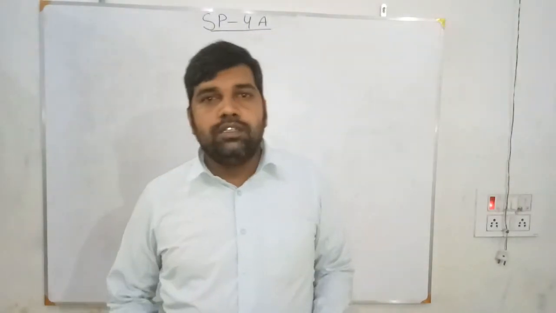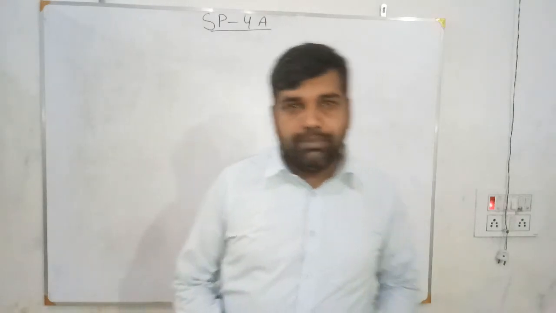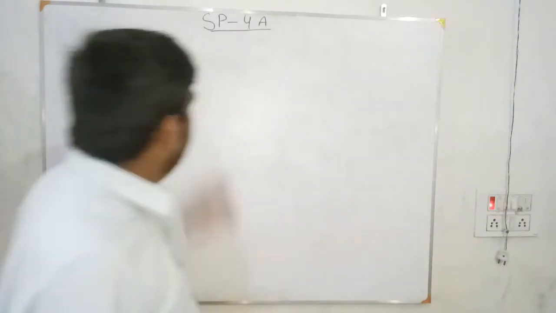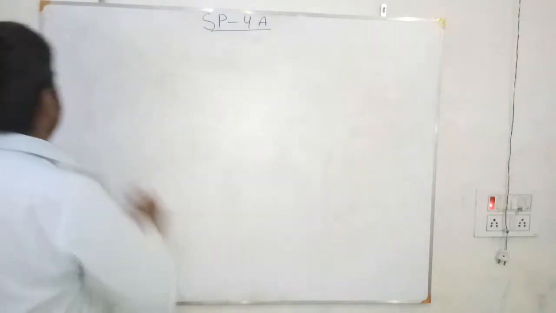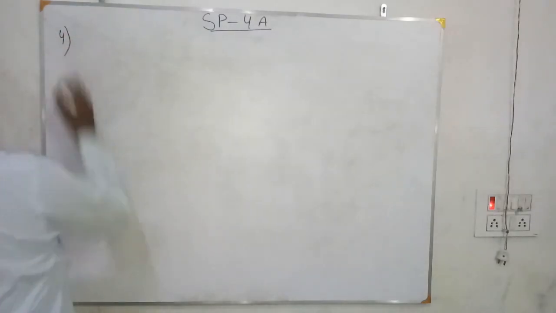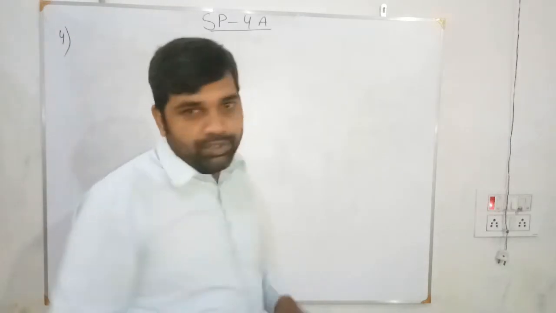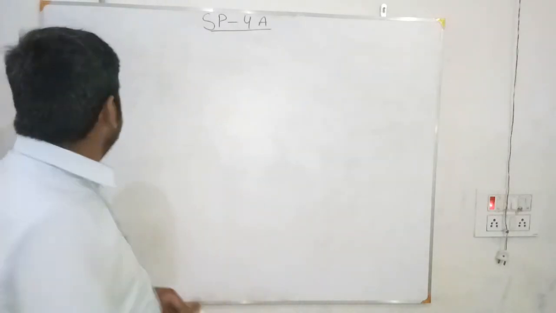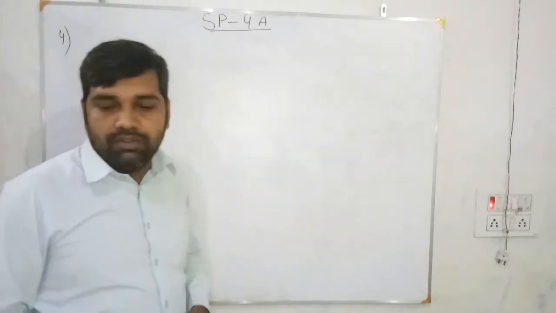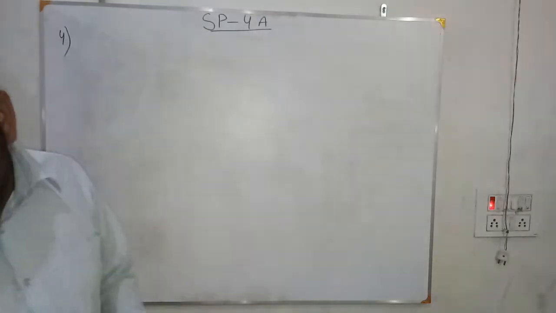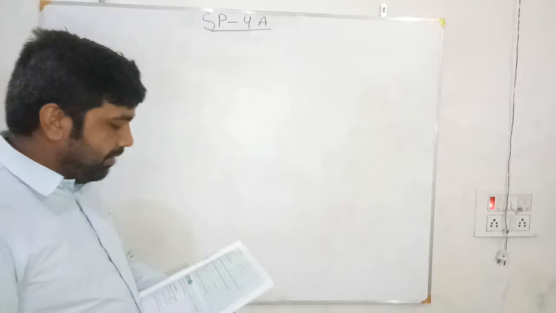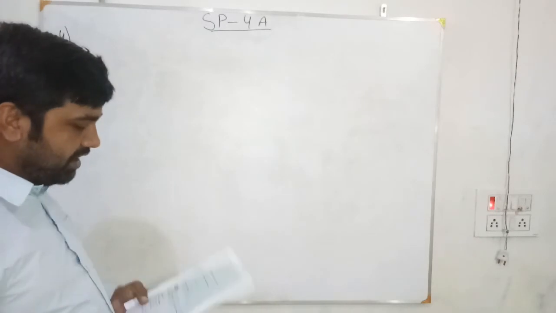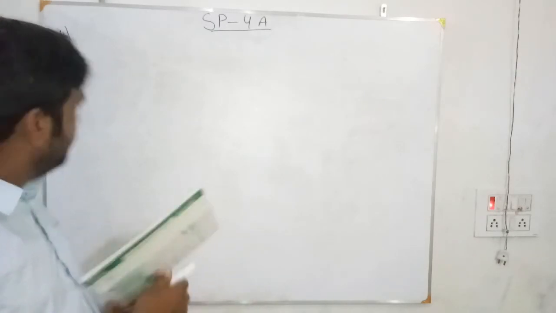Hello students, today we will study the remaining questions of self practice 4a. We will continue from question number 4. Till question number 3 we did in the last class. Now today we will do question number 4. Write each expression as a repeated multiplication, then write the value of each expression. So, 4a.